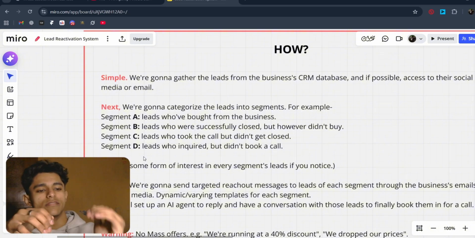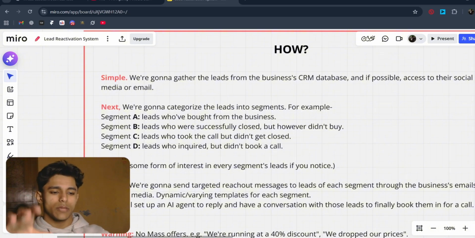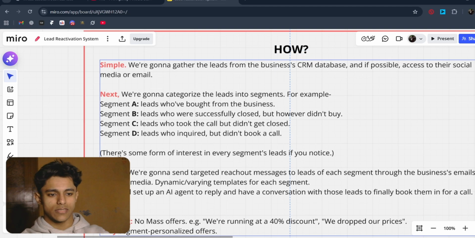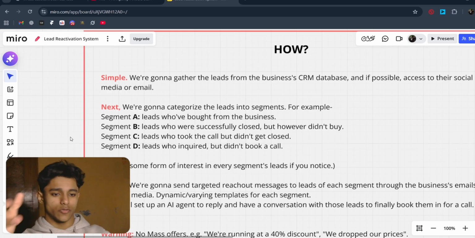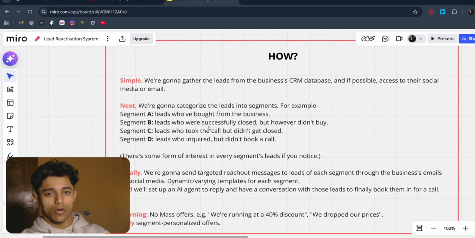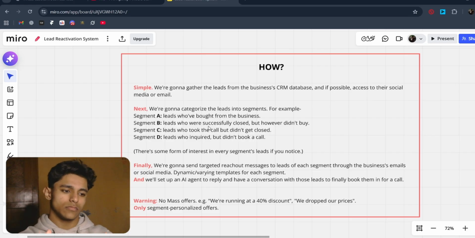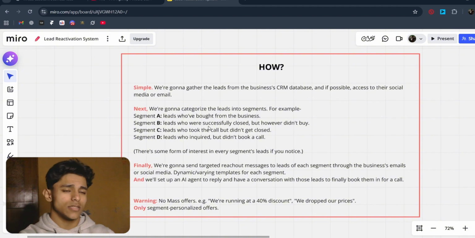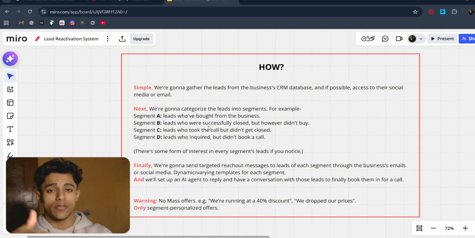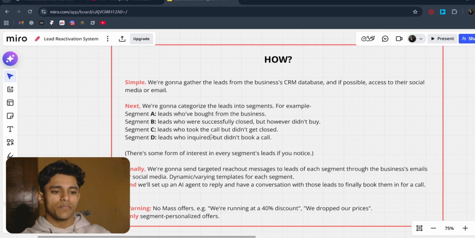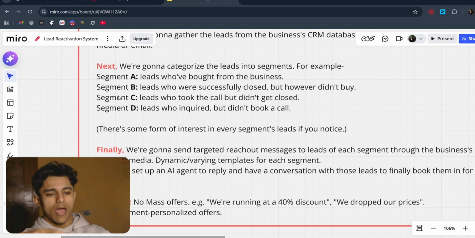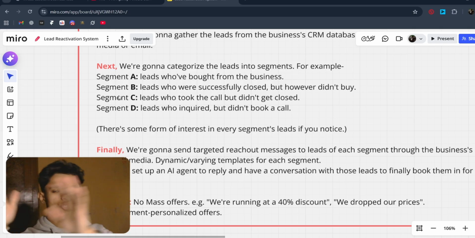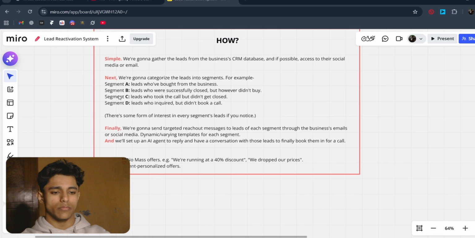Okay. So these are the four segments, and you see there's some form of interest in every segment. If you notice, all the leads present in all these segments have some sort of interest. Either they have already bought, or they were about to buy but somehow got caught up with something else. Either it was some financial concern, or it was just not the right thing at the right time, and all that stuff, right? But eventually, all these four segments have leads who were in some way interested in the business's services. And that's why, again, we call them warm leads.